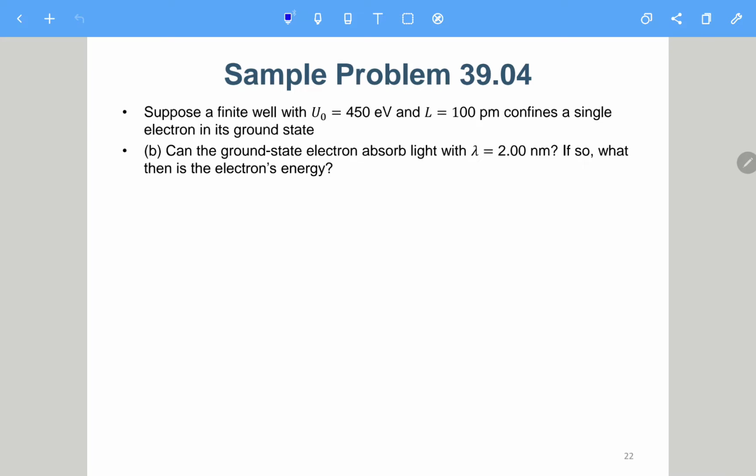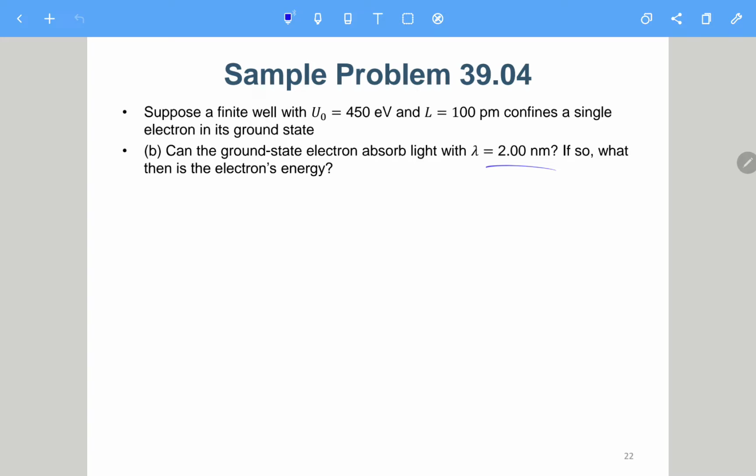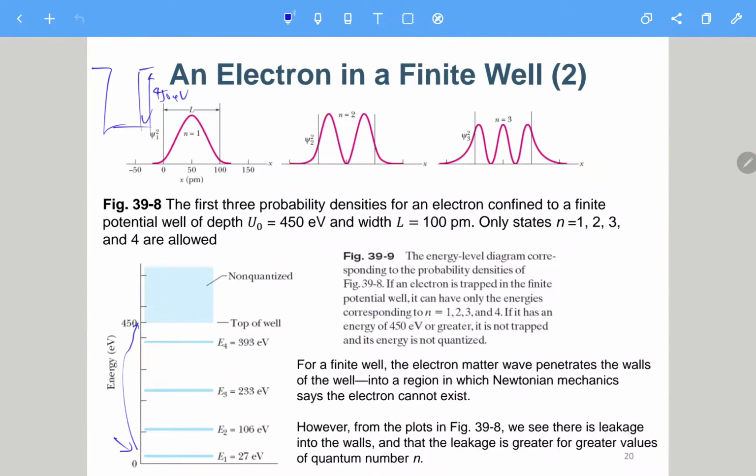For part B, can the ground state electron absorb light with lambda equals 2 nanometers? If so, what then is the electron energy? The answer is yes, because if it absorbs the energy with 2.98 nanometers, it barely goes to here, which means it spent all the energy to get rid of the potential. If it absorbs a shorter wavelength, then it can go higher, because the energy band here is continuous. You can always find some energy there.